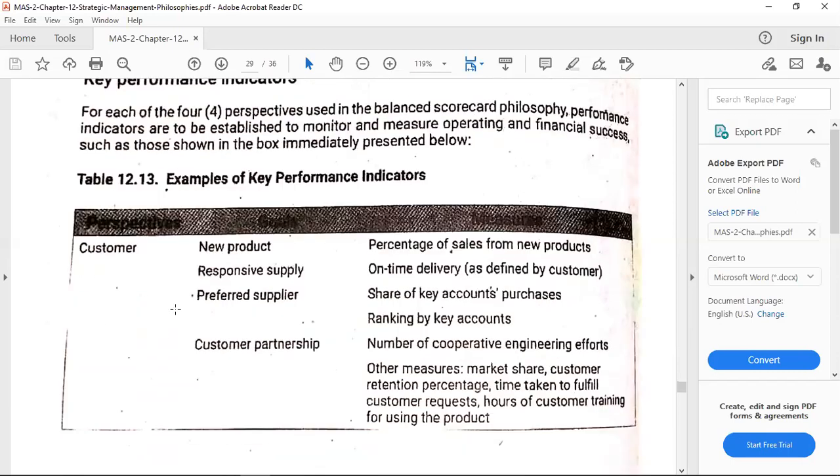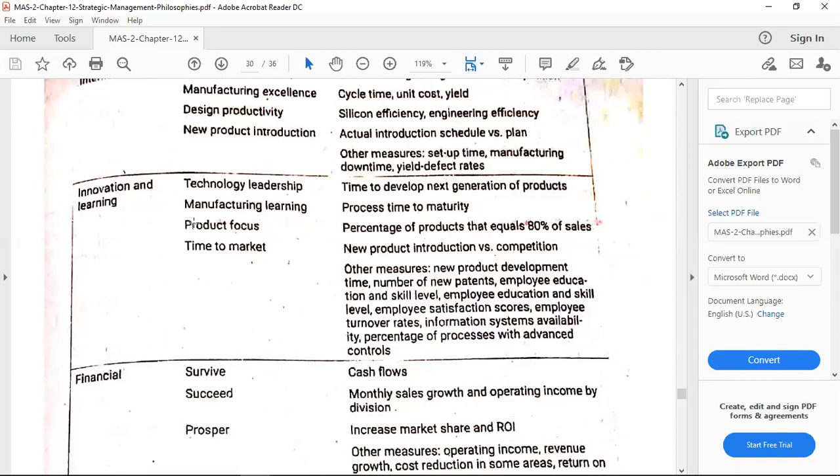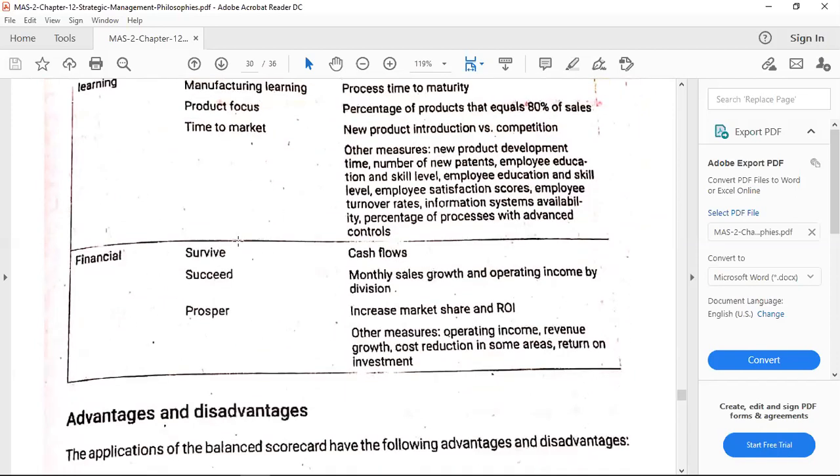Key performance indicators. So here, for every perspective, there's the goal and there's the measure. So this is like, in a sense, activity-based costing. For customer, there's a new product. So what would be the percentage of sales and so on. For internal business, for example, technology capability, that's manufacturing configuration versus competition. So those areas that we talk about, traditional, let's say, versus the computerized or automated. If we are now in the automated part, then the company's manufacturing processes versus the customers. Then innovation and learning, let's say technology leadership, the time to develop the next generation of products, or financial, to survive, the cash flows.